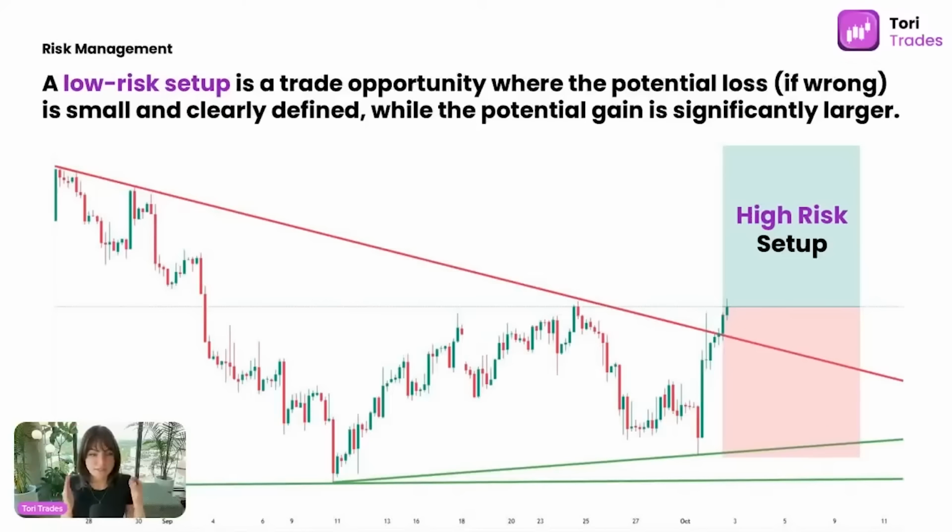So now the reason why this specific example is called a high risk setup is because the distance from where the price is at right now to the safety line is far away.